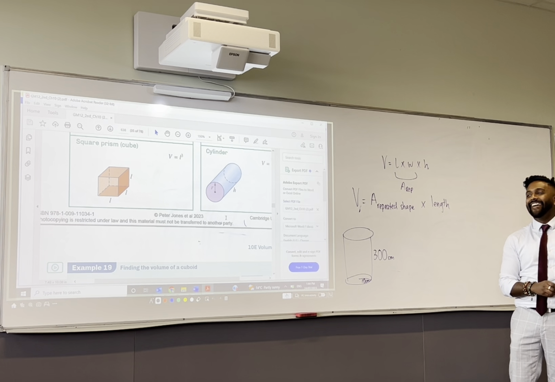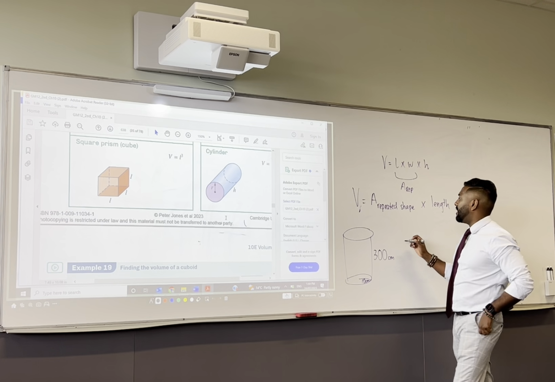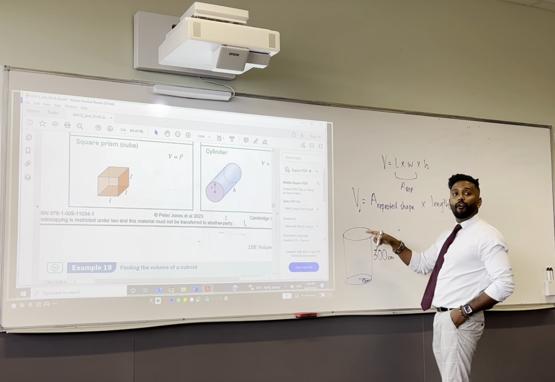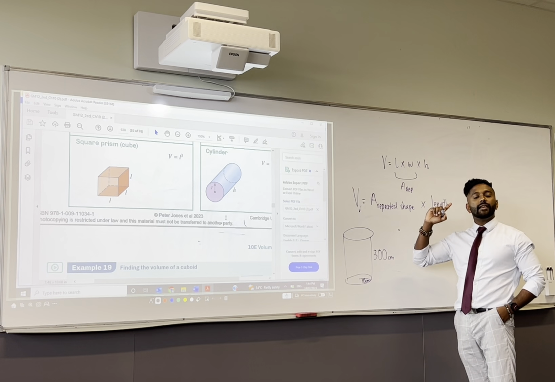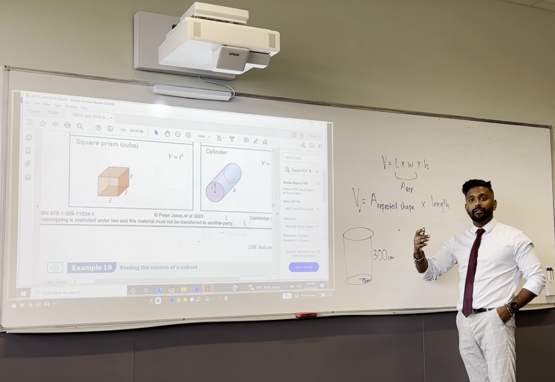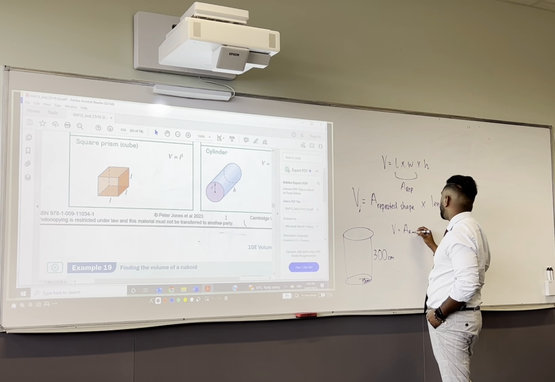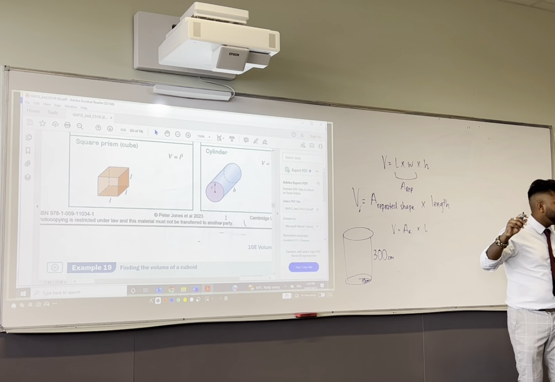So now, the first step is to write down the formula. You need to find the volume of this shape. I'm going to get you guys to have a go at these questions in a bit, but right now you just need to focus. So volume is equal to the area of the repeated shape times the length.